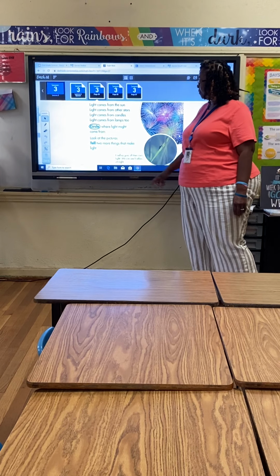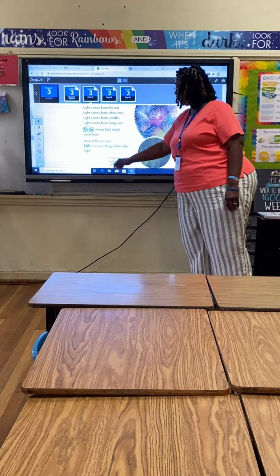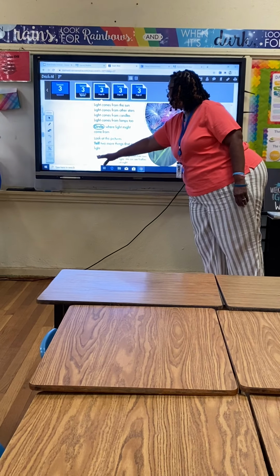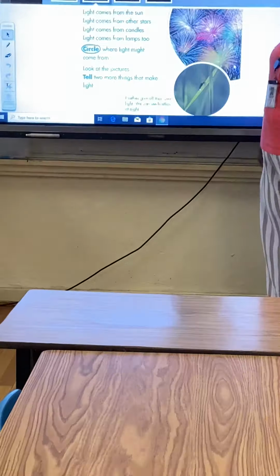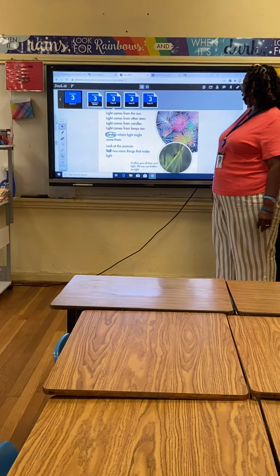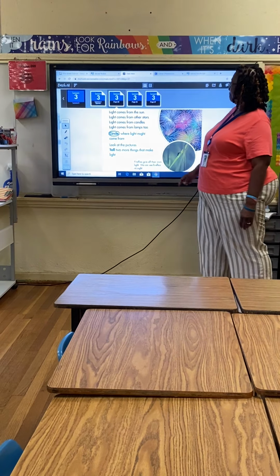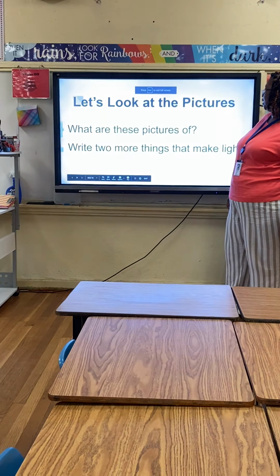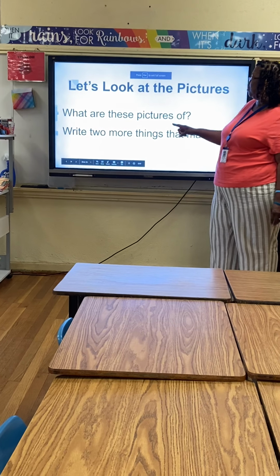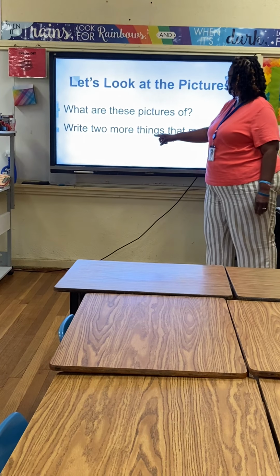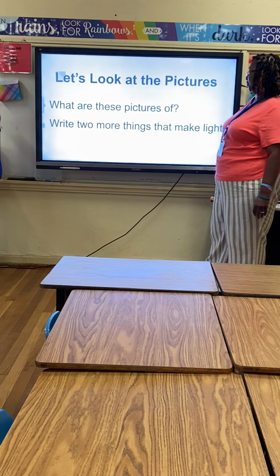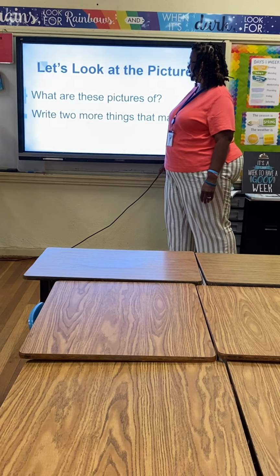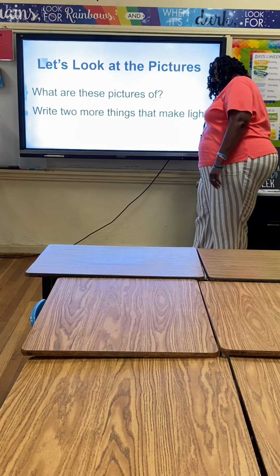All right, it says, tell 2 more things about light. Okay, you have your 2 pictures. So write down in the space here 2 more places, or 2 more things about light. It says what these pictures are. Write 2 more things that make light. I'm going to let you figure out those 2 things that make light. It's at the bottom of your page.